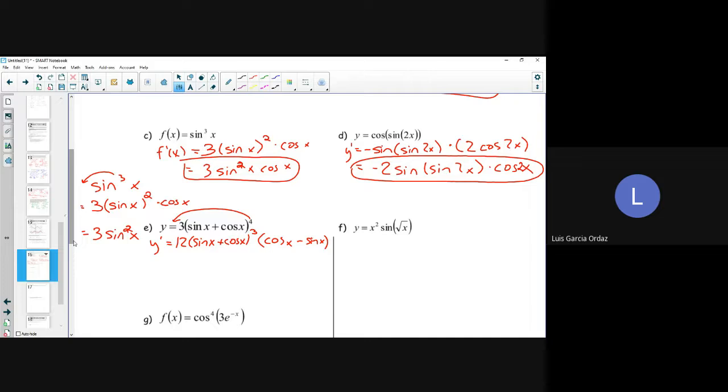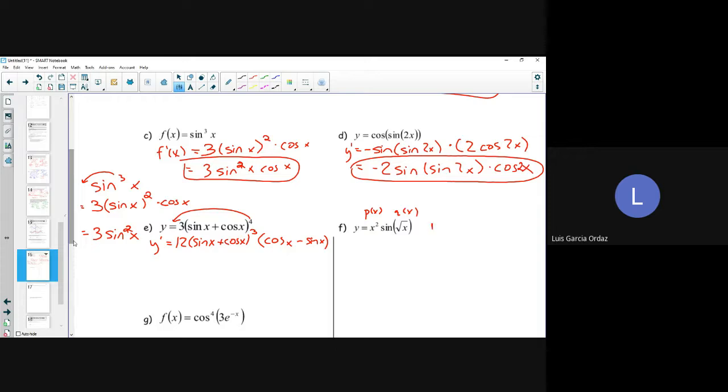And then for f, I have y is equal to x squared times sine of the square root of x. So again, here I have to use my product law. So we're going to be using that. So I have my p of x and my q of x. This would be p of x, and this would be q of x.